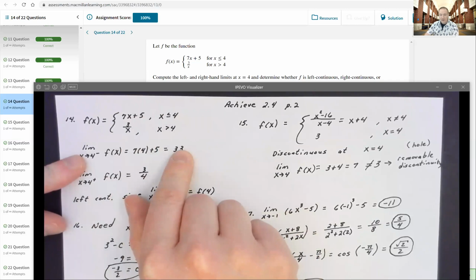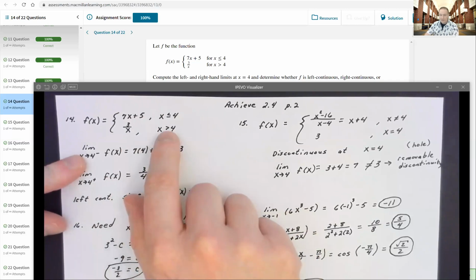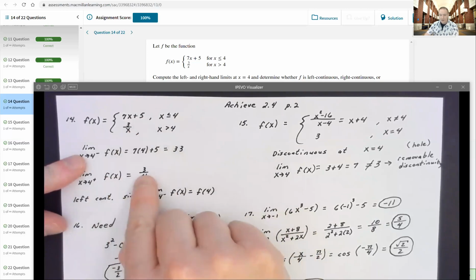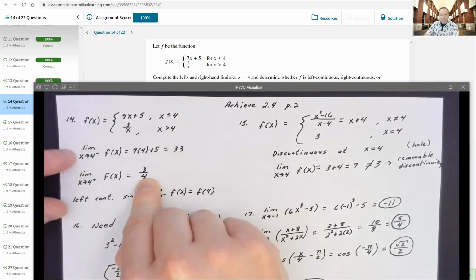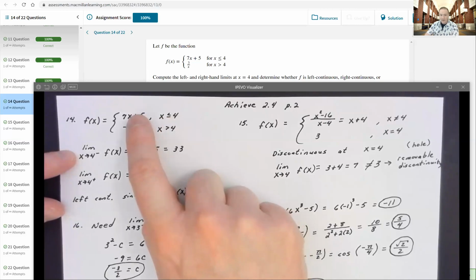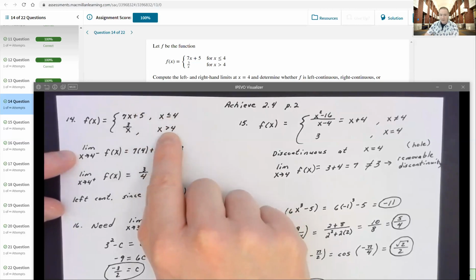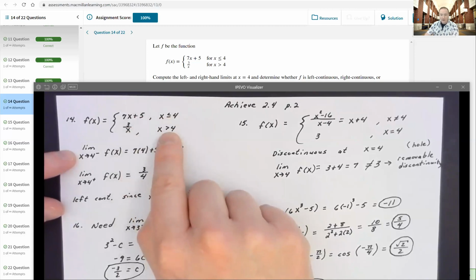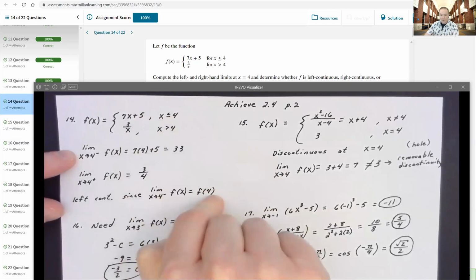Now the right-hand limit. For any value of x greater than 4, you'd have to plug it into this function. Clearly, that's going to be 3/4. Again, it's asking if it's left or right continuous, and that's an easy question. Since the equal sign is with the x less than or equal to 4, it's left continuous only. The values that we have to plug in to get the right-hand limit are not what f of 4 is. So I can say it's left continuous only.